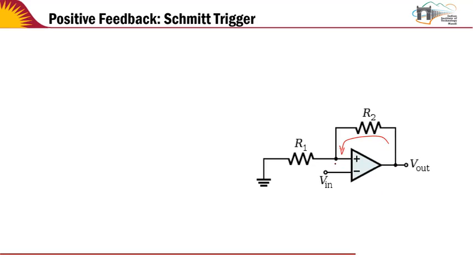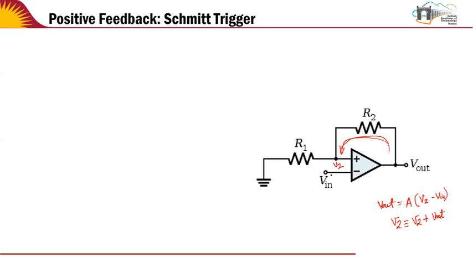That means if I call this V2 and this Vn, then the output is some gain times V2 minus Vn. If V2 is bigger than Vn, then the output is a large positive number, and now a positive number is going back. So in the next time step, V2 has become V2 plus Vout. So now this is like a positive reinforcement. It's increasing the distance between V2 and Vn.